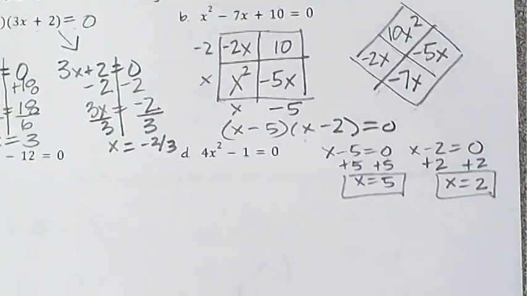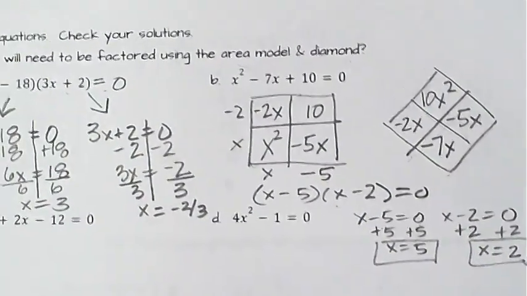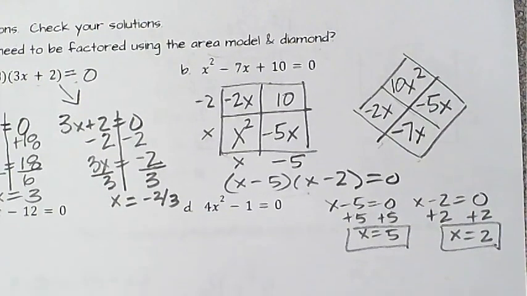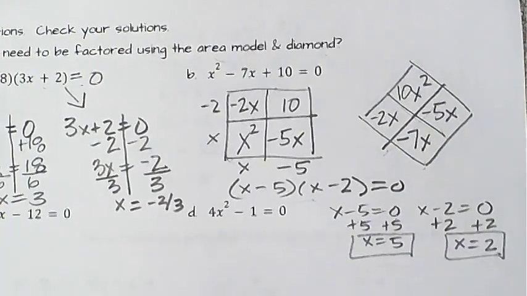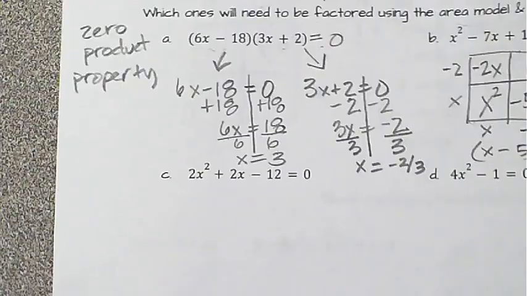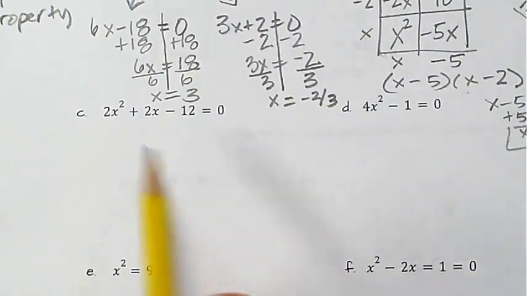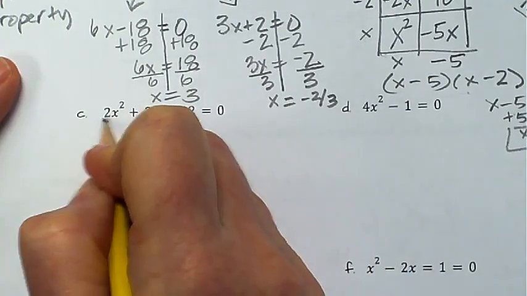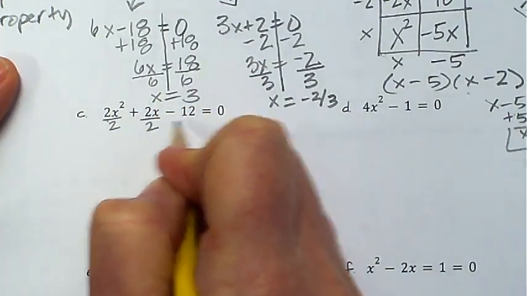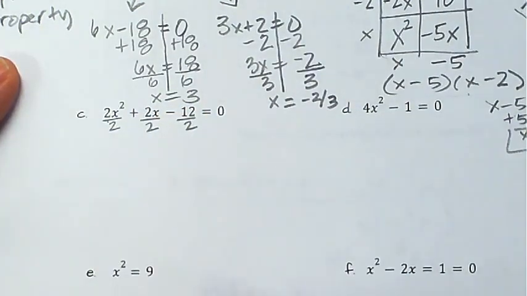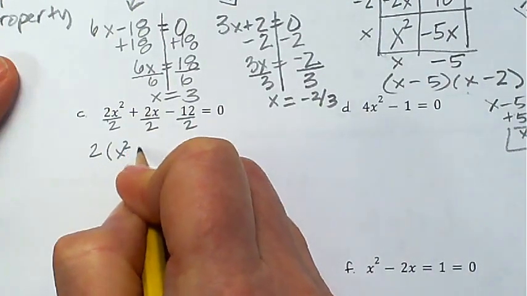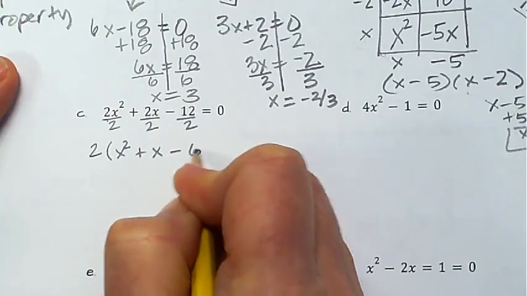You could graph this, all of these, by the way, and look for the x-intercepts, and that would be a way to check your answer. Okay, here we have a common factor of 2. So I'm going to get rid of that common factor and divide everything by 2, which is going to give me 2 times x squared plus x minus 6 equals 0.